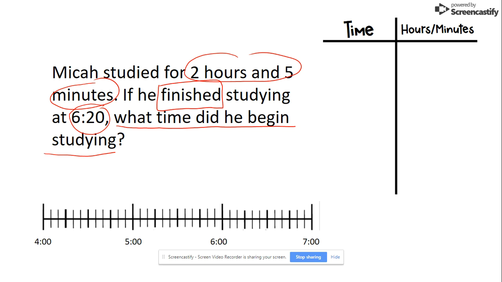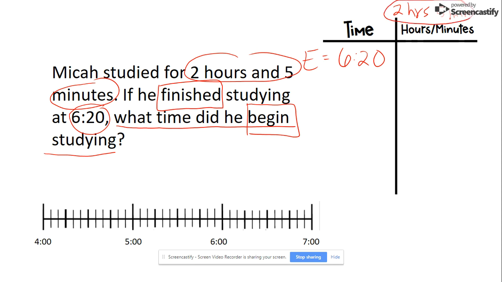So that's my stop time. And then what time did he begin? That's my clue that I'm looking for, that start time. Again, when you're looking for the start time, you've got to subtract. I need to put my end time at the top, 6:20. Again, I'm going to write a capital E to signal that I had to go backwards. And at the top of my hours and minutes column, I'm going to write 2 hours and 5 minutes to remind me that's how much I need to subtract.